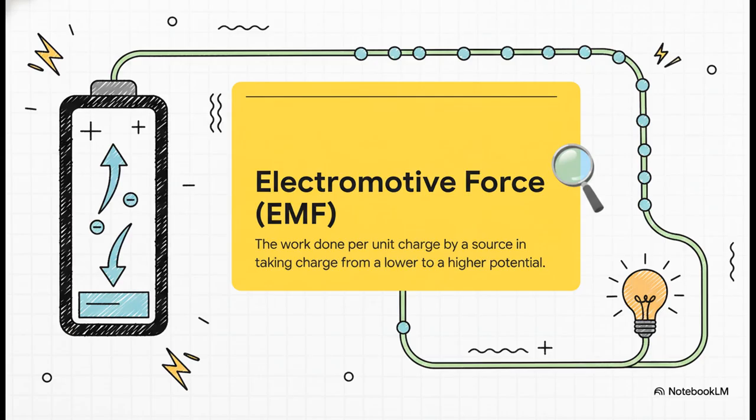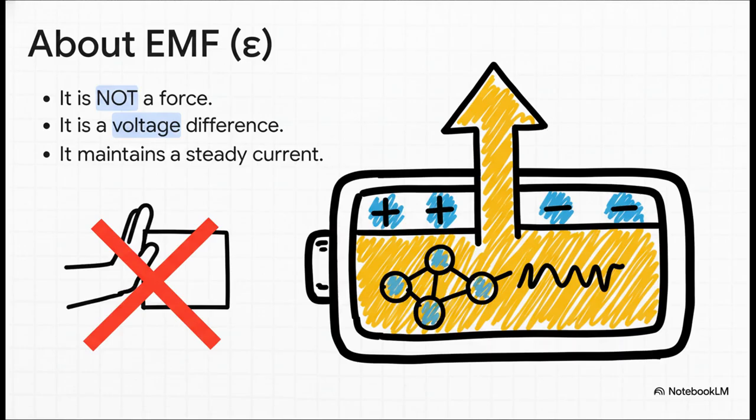You can think of a battery like a pump for electrons. It's constantly doing work, taking those charges from a low energy point and lifting them back up to a high energy point so they can flow all over again. Now listen up, because this is probably the most important and confusing thing about EMF. Despite having the word force right there in its name, it is absolutely not a force. It's actually a voltage. It's the energy supplier for the entire circuit, turning the chemical energy stored inside the battery into the electrical energy that keeps that steady current alive.